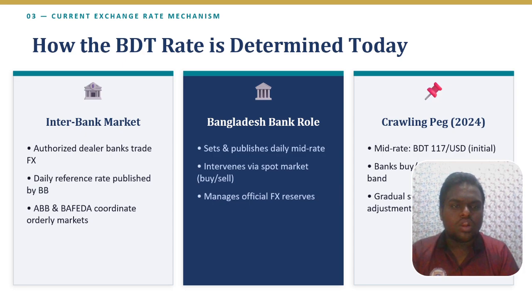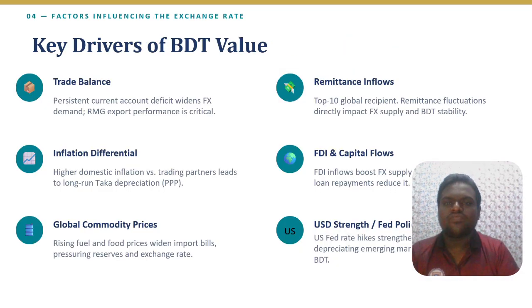And in 2024, the crawling peg, which shows the mid rate of BDT 117 per US dollar initially, and the bank gradually buys and sells and coordinates the markets. And there are the factors which influence the exchange markets, the key drivers, starting from the trade balance, which shows the persistent current account deficit widens foreign exchange demand, and RMG export performance is critical. And then the inflation differential, which shows that higher domestic inflation versus trading partners leads to long-run taka depreciation. And then the global commodity prices, the remittance inflows, and the FDI capital inflows.